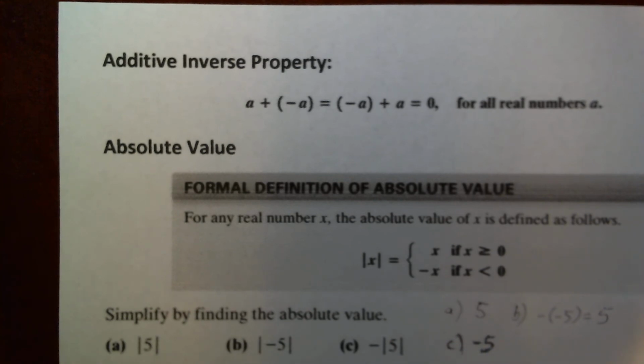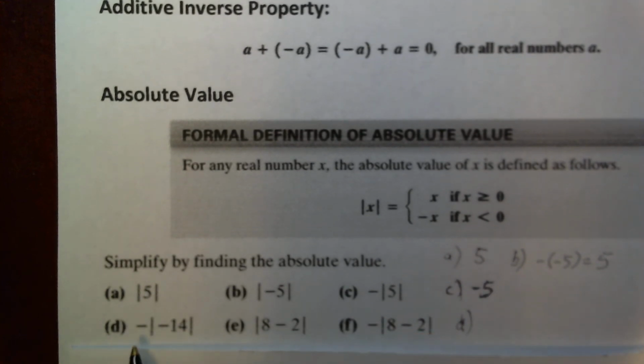Now, for d, minus the absolute value of minus 14. So we know the absolute value of minus 14 is 14, but then we have a minus sign, so that's equal to minus 14. So this minus sign comes from the one in front of the absolute value symbol. So make sure you don't confuse that with a double negative. That does not apply to absolute value symbols. That only applies to parentheses.